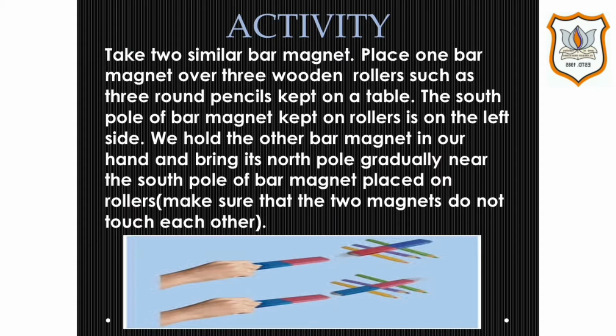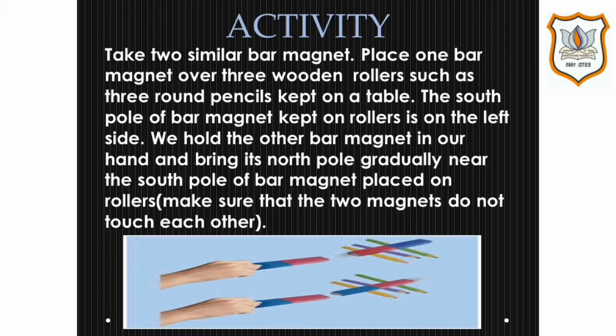We do not have to bring the two magnets in contact with each other to observe the magnetic force between them. A magnet can exert a force on another magnet even from a distance without touching the other magnet, or we can say without being in contact with the other magnet. So the magnetic force exerted by one magnet on the other magnet is an example of a non-contact force.